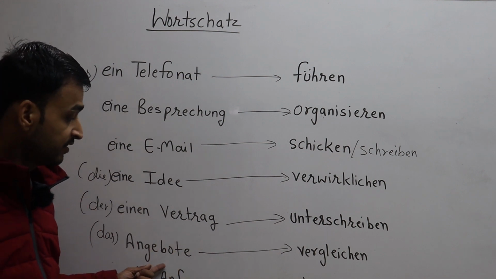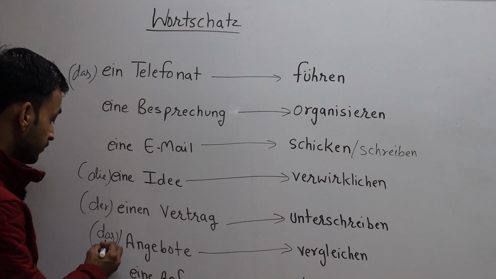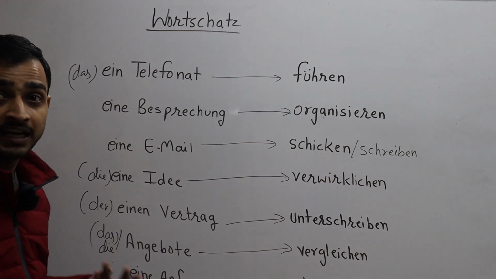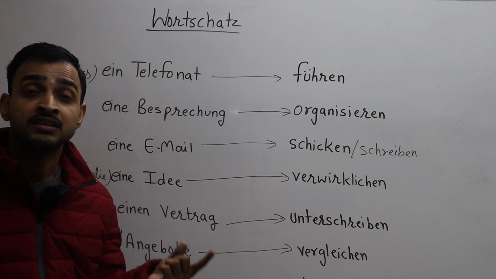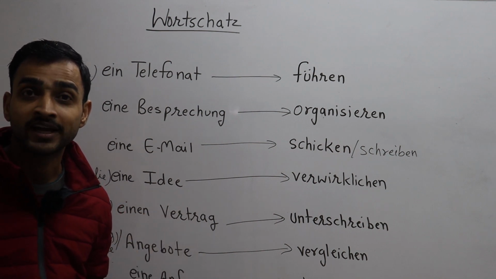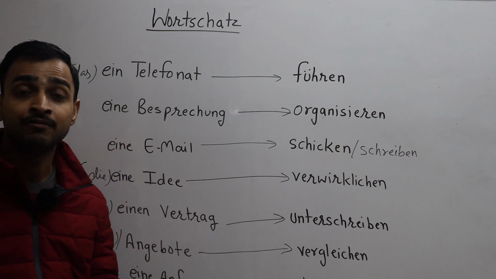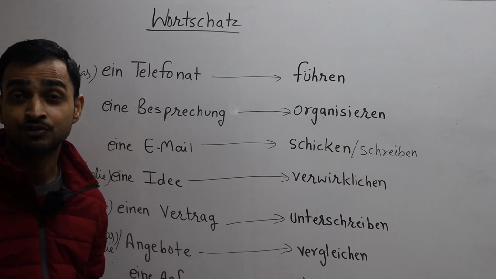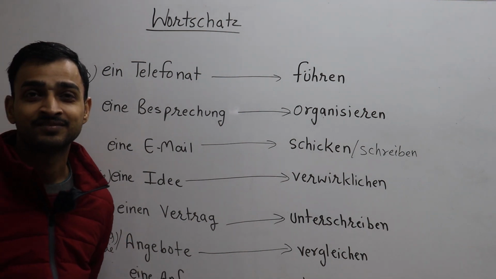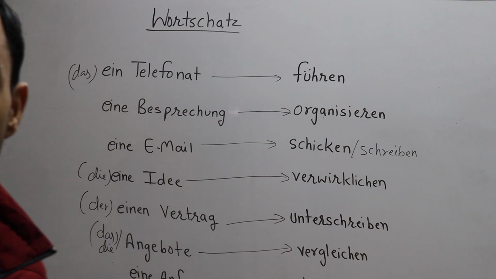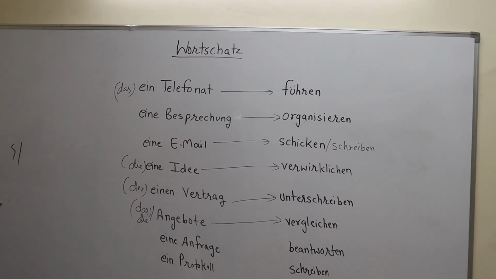Sonderangebot, you must have heard. Sonderangebot, special offer. Das ist Angebote, Plural. So die, if it's singular, then das. Angebote vergleichen. Ich möchte zuerst die Angebote vergleichen, dann entscheide ich mich für das Produkt. First I will compare the offers and then I will decide for the product, which one to buy. Okay, das ist Angebot vergleichen. And I have two more words. I'll just capture the words. All right, you can see.